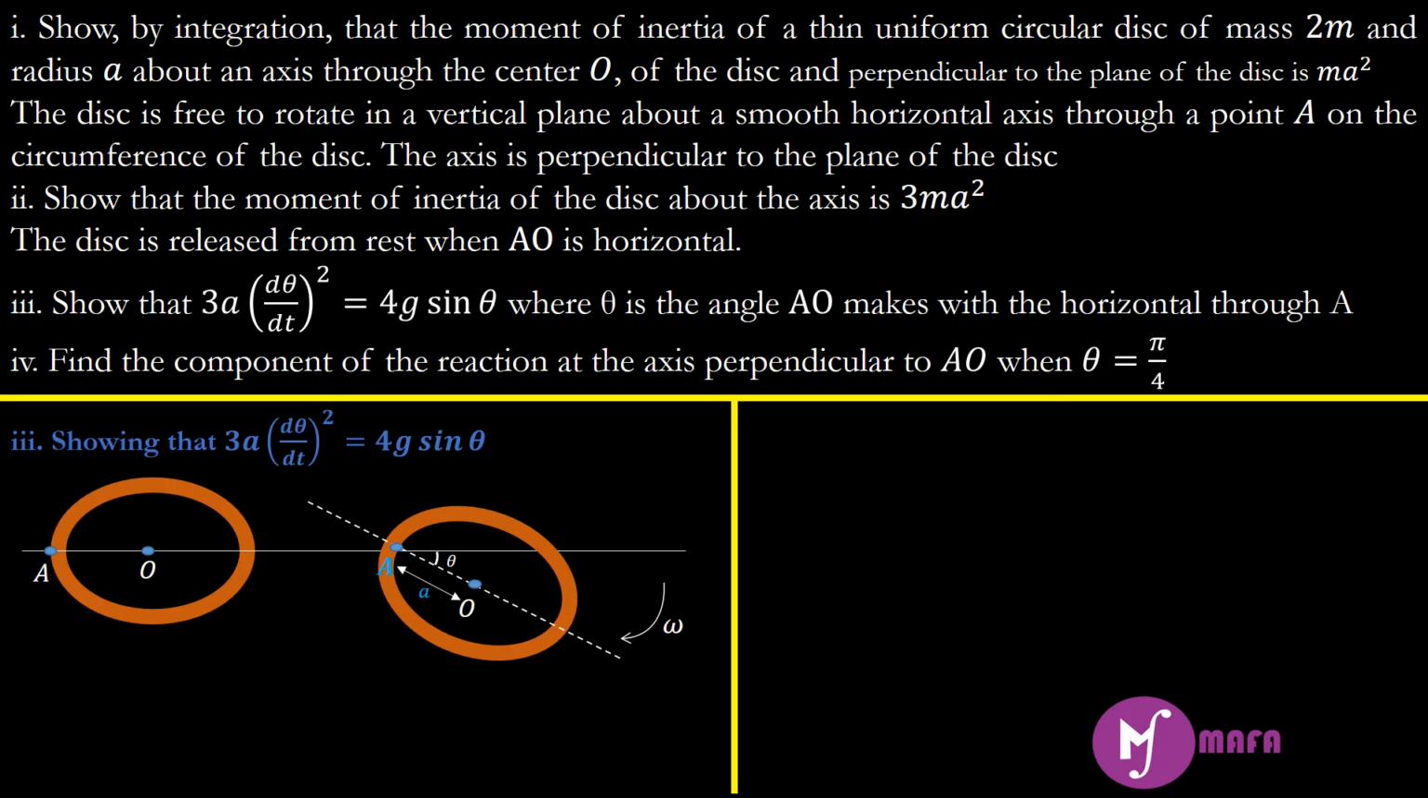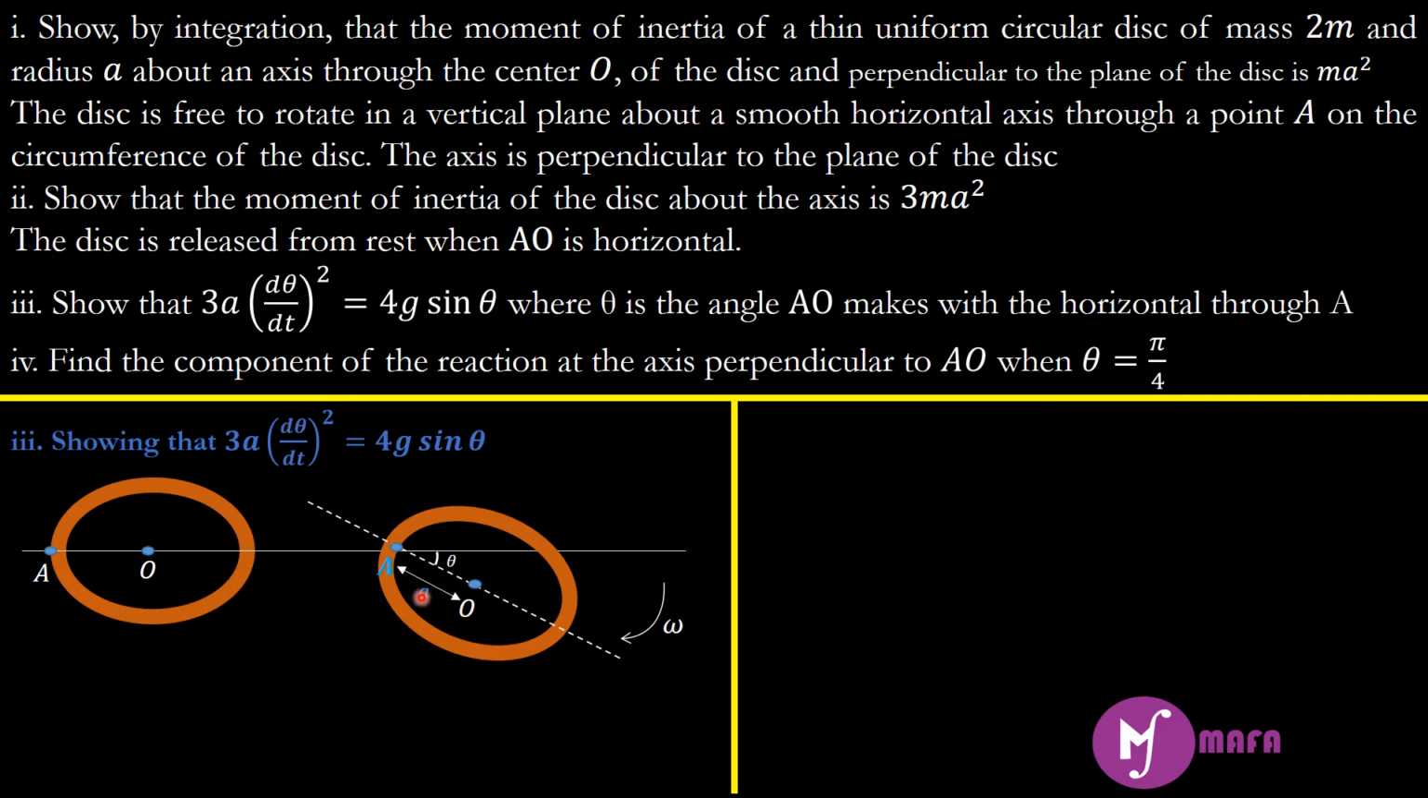Alright, finally, though I already drew the diagram for the second part, we're being told that the disc is released from rest when AO is horizontal. So AO is horizontal. This is the initial case. It is at rest. Now it is rotating in a vertical plane. So here's my direction of rotation. The angular velocity is omega. Now AO makes an angle of theta with the horizontal through A. So the horizontal is through A, and AO makes an angle of theta with the horizontal. The distance from A to O is simply small a. It's the radius of the disc.